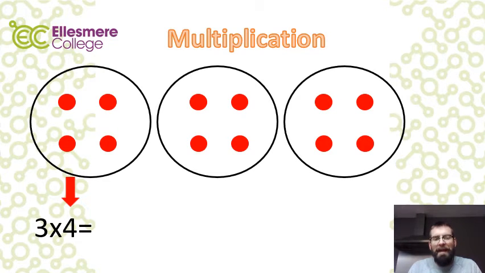The next task then, now I've got my 3 lots of 4, is to count up how many I've got in total. So we've got 4 in the first circle, and we've got 5, 6, 7, 8, 9, 10, 11, 12. So we know that 3 times 4 equals 12. This will work with any numbers. It's difficult to do with larger numbers, but numbers up to 10 is manageable.